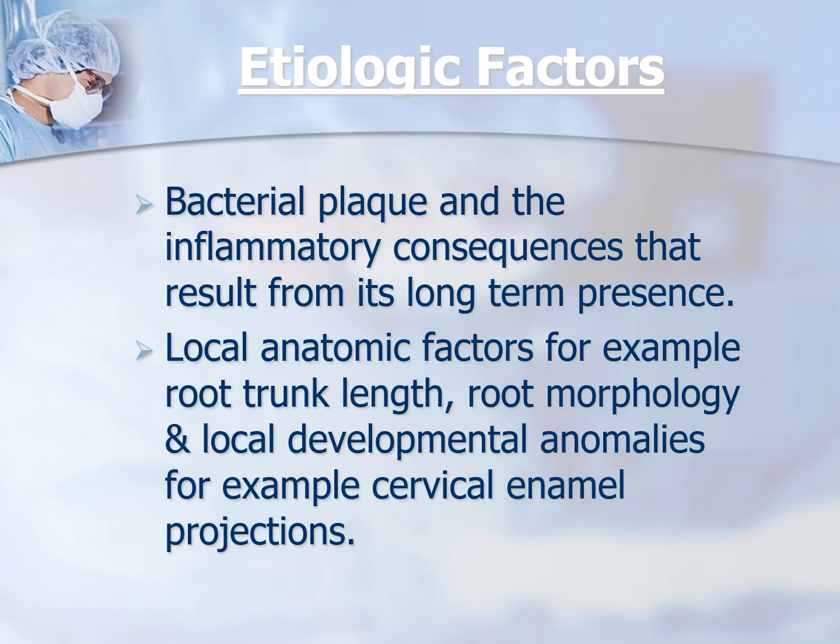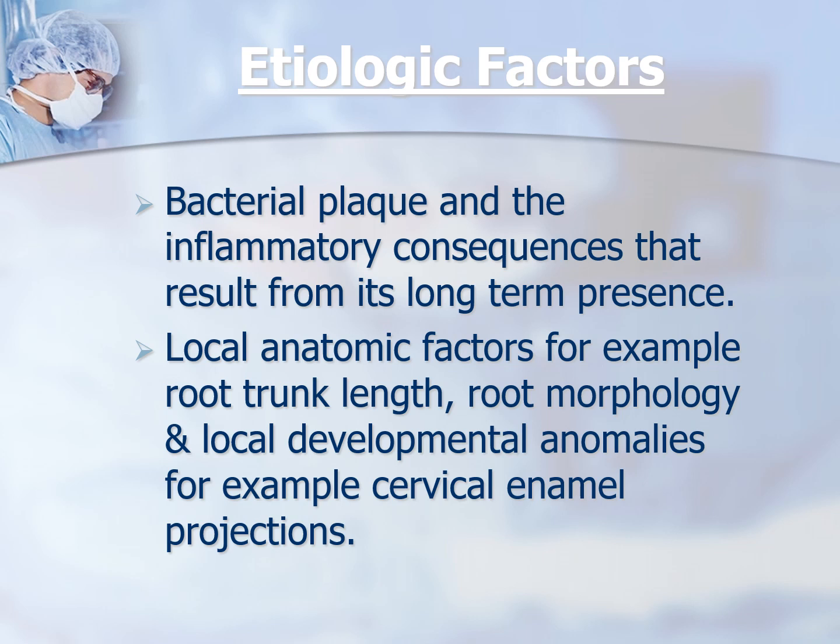Apart from this, there are other etiologic factors. For example, the local anatomic factors, that is the root trunk length. Root trunk length is the area from the cemento-enamel junction up to the area where the roots start bifurcating. If this root trunk length is long, it takes a long time for the disease process to invade the furcation area. However, once it invades, it is difficult to treat that area.